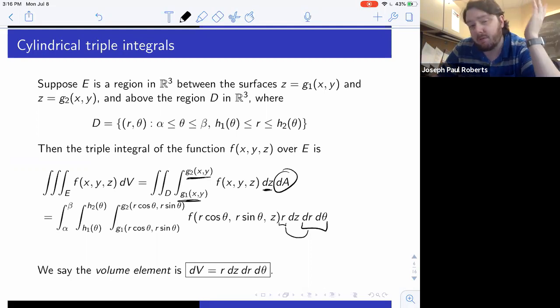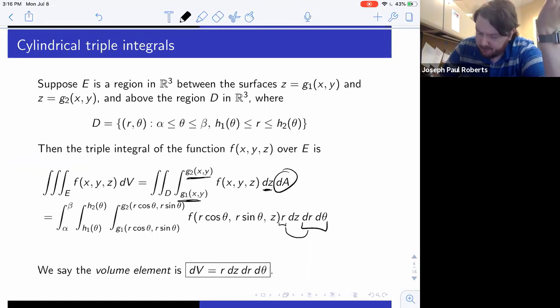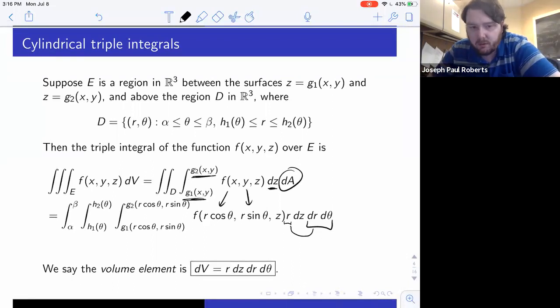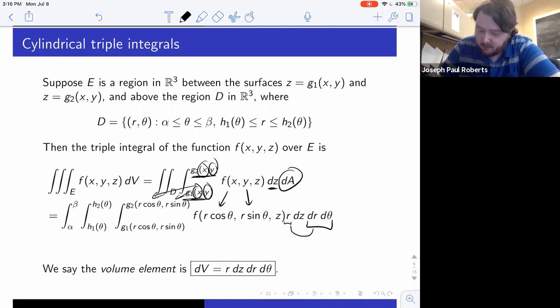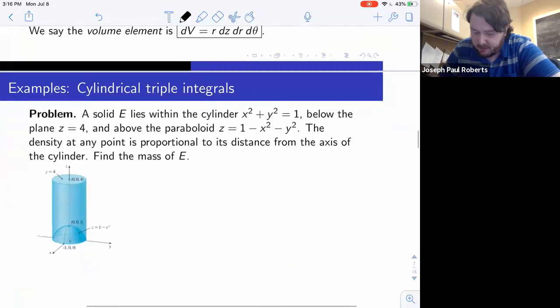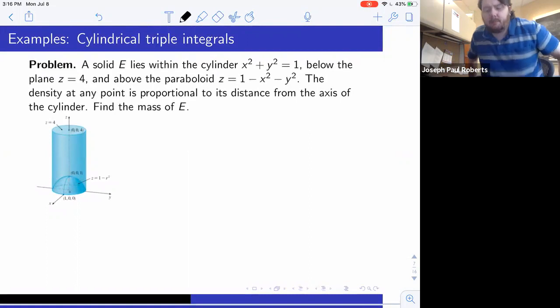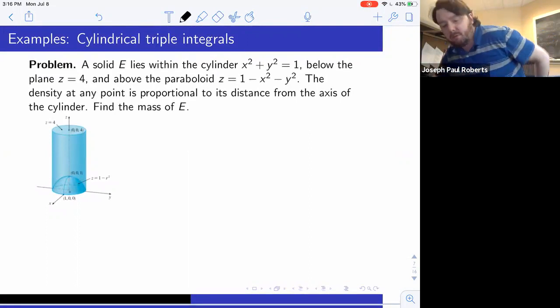But we're literally just converting the x and y bounds into polar. The only other thing that has to happen is that x and y have to be changed to r cosine theta and r sine theta, just like we did in polar. And that has to happen everywhere. So any x's and y's that you might have in your z bounds also need to be converted into r cosine theta and r sine theta, respectively. So anyway, let's just take a look at an example, and you'll see that it's really not much different from what we were doing last week.